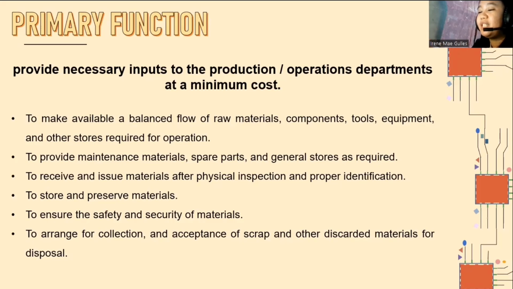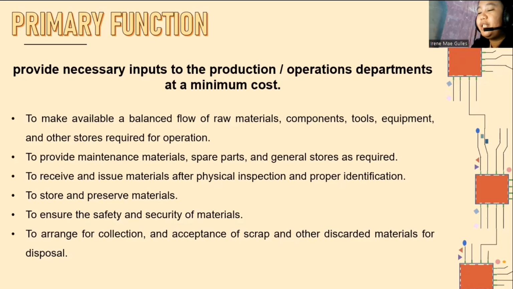One of the best actions to take to ensure your store has proper control of its stock would be to implement a robust ordering system which allows you to monitor your inventory whenever you want, be that daily, weekly, or monthly. Next, number 2 is to provide maintenance materials, spare parts, and general stores as required, which means providing adequate and proper storage and preservation to the various items.